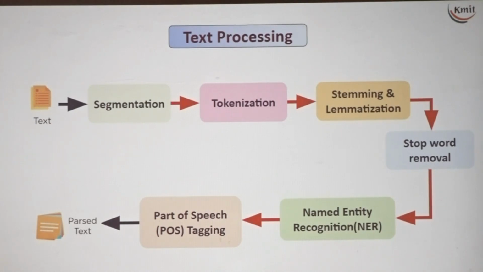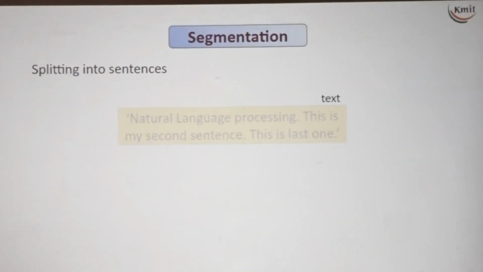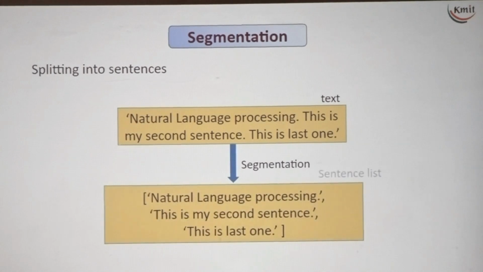Let us go one by one deeper, whatever is required. Segmentation. Segmentation is a very simple thing. You can see this example and better understand it. Here is a text in front of you. I kept it in single quotes; you can call it a text, a document or a paragraph. It consists of 3 sentences: natural language processing, this is my second sentence, this is the last one. In my text there are 3 sentences. Segmentation is the process which breaks the text or paragraph into sentences. We know the delimiter of the sentence, that is the period symbol.